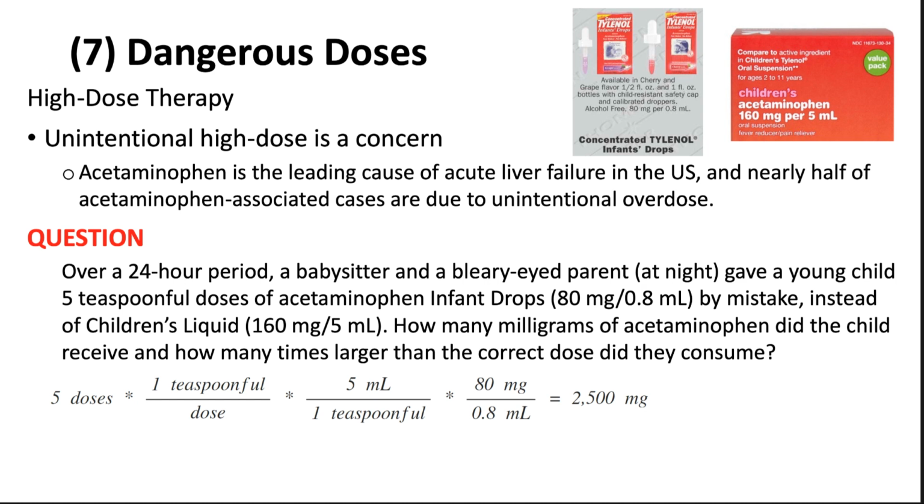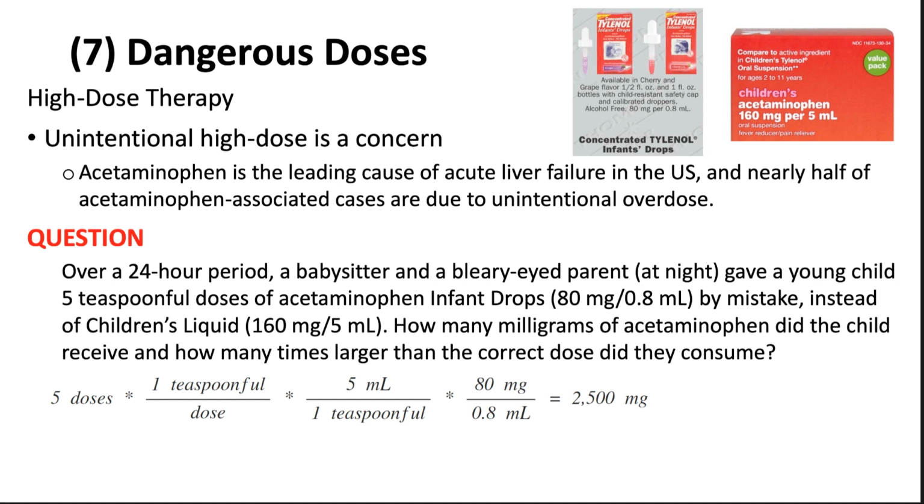If we set it up with 5 milliliters on top over 1 teaspoonful on the bottom, you'll see that our units of teaspoons will cancel, and we will have essentially multiplied 5 times 5 to get 25 milliliters. So in the one day, the child received 25 milliliters. But what we want to know is not the volume, but how much drug. So what was the weight of drug the child received in that amount of time?